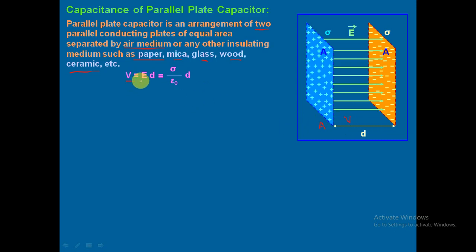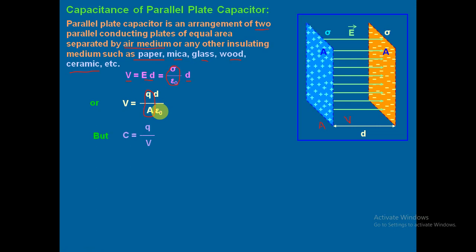So the potential between the two plates is the electric field into the distance in which it exists. The electric field is sigma by epsilon naught, that we have already derived in the last lecture, into d. So this is the electric potential between the two plates of the capacitor. Or V is equal to sigma, where sigma is charge per unit area, into d over epsilon naught.